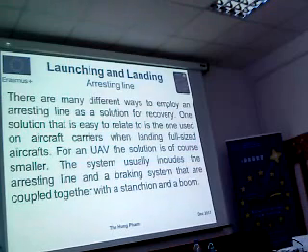There are several ways to arrange the arresting line. One solution that is easy to relate to is the one used on aircraft carriers when landing full-size aircraft. For a UAV, the solution is smaller. The system usually includes the arresting line and braking systems that are put together with a stanchion and a boom.